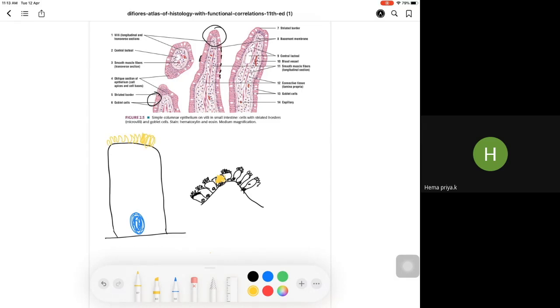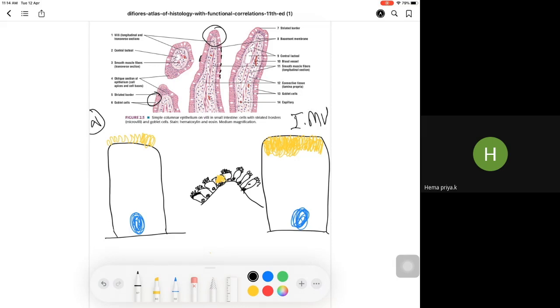What happens in a disease called inverted microvilli syndrome? So the nucleus is here, and as the name indicates, the microvilli are seen inside the top of the cells. So how will this patient present? This is normal. Whereas this one is inverted microvilli disease, inverted microvilli syndrome.